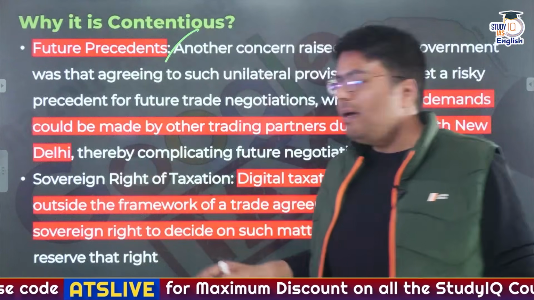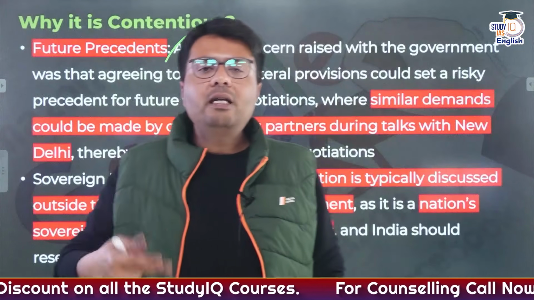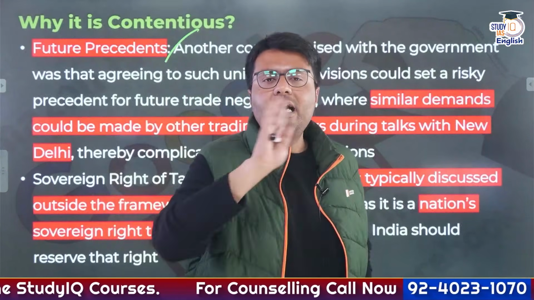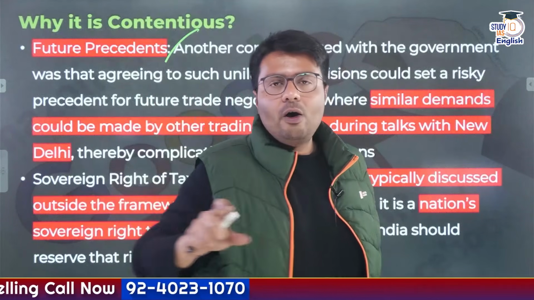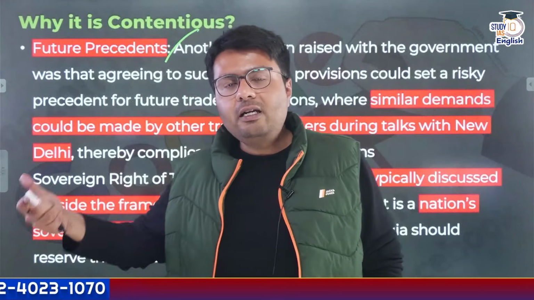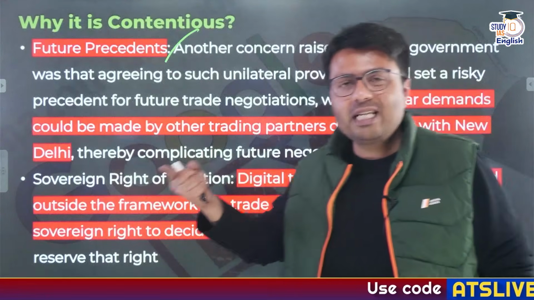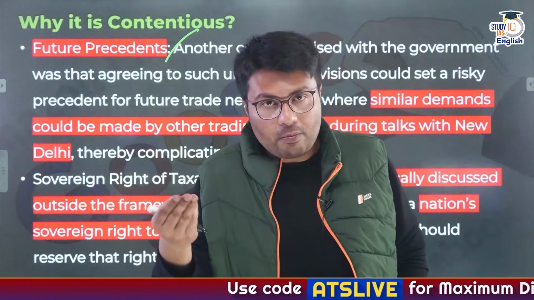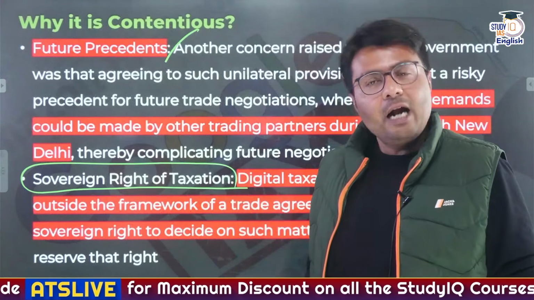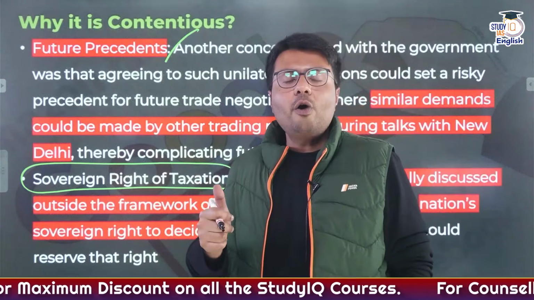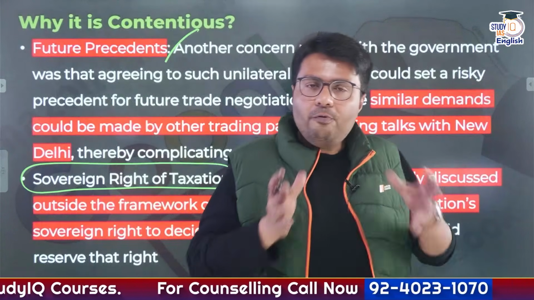And the third problem is that taxation as a matter of policy is a sovereign right. Sovereign right means the country is free to impose taxes on its own economy. So when you give up this right in an agreement signed with the US, it is the US who is calling the shots on who or what kind of goods and services we can impose taxes on in India. So this is the third problem, that it denies India the sovereign right of taxation. Understood?